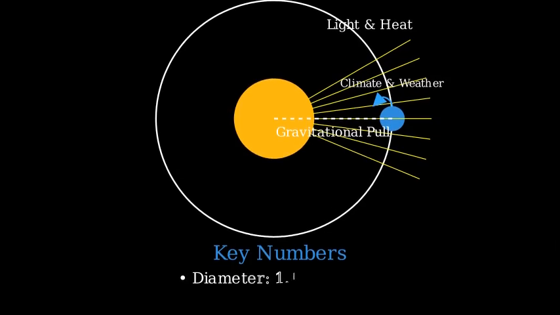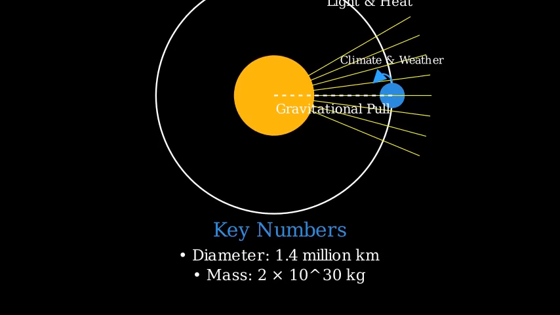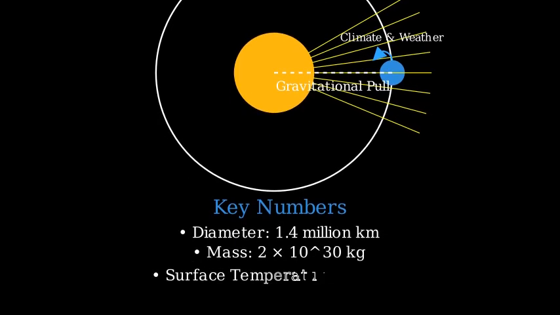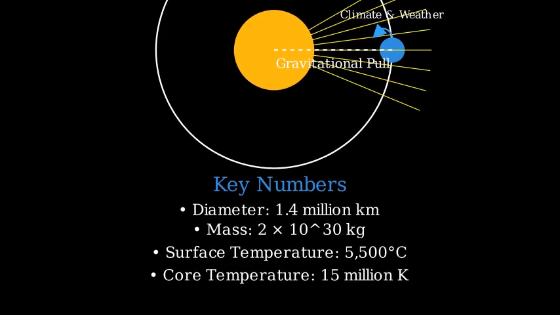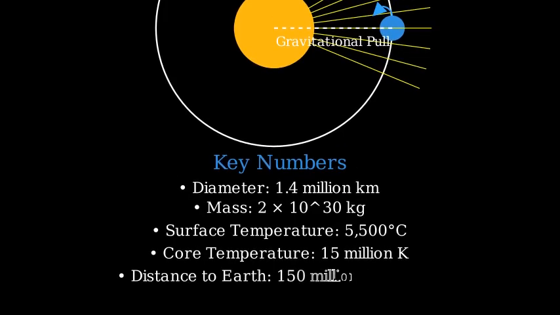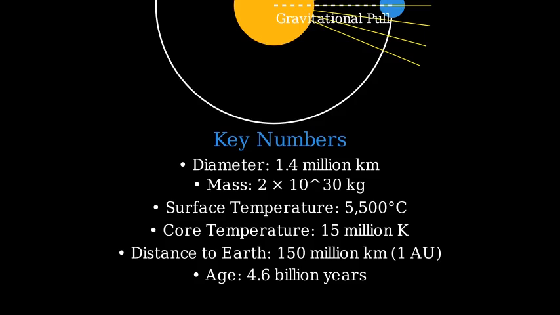Here are some key numbers about the sun. Its diameter is approximately 1.4 million kilometers. The sun's mass is about 2 times 10 to the 30th kilograms. Its surface temperature is around 5,500 degrees Celsius, and its core temperature is 15 million Kelvin. The sun is about 150 million kilometers from Earth, a distance we call 1 astronomical unit, or AU. And as we mentioned earlier, the sun is approximately 4.6 billion years old.